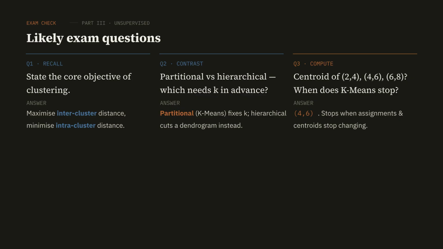Final review for part 3. Define the core clustering objective, distinguish partitional from hierarchical approaches, and verify you can trace a simple k-means iteration. This will solidify your understanding of unsupervised structures.